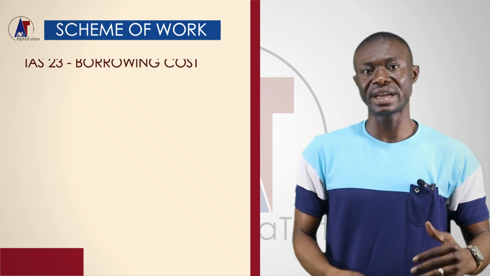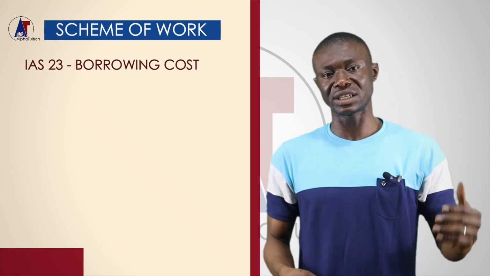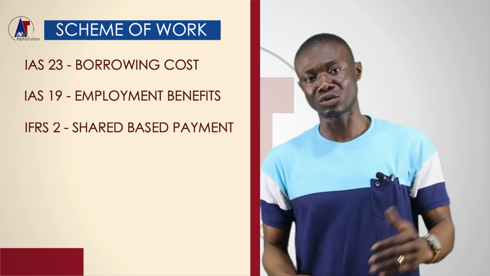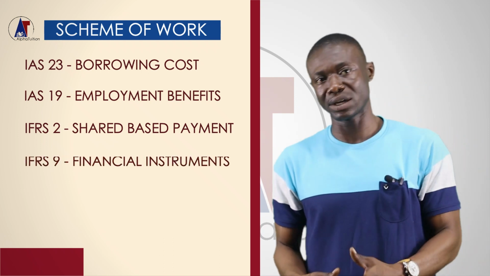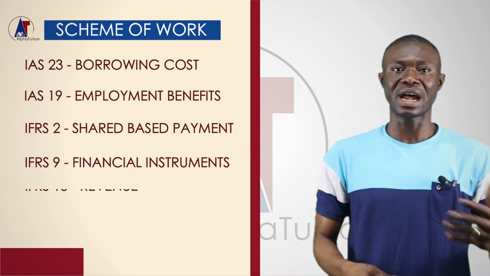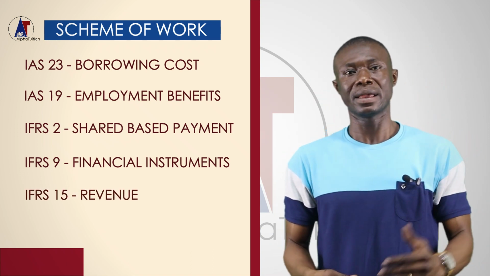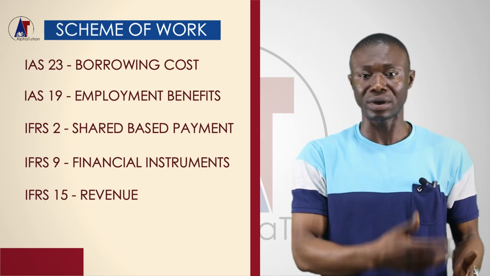We're going to start today with IAS 23, which is borrowing costs. And we'll continue with IAS 19, employee benefits. We'll continue with IFRS 2, which is share-based payment. IFRS 9, which is financial instruments. IFRS 15, which is revenue, and all that. We're going to actually share with you so you know where we are going at any point in time.